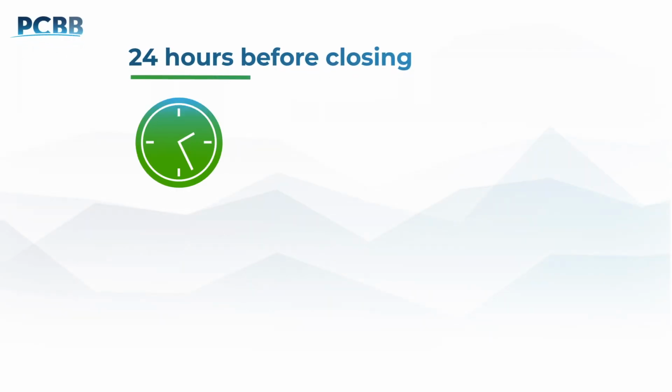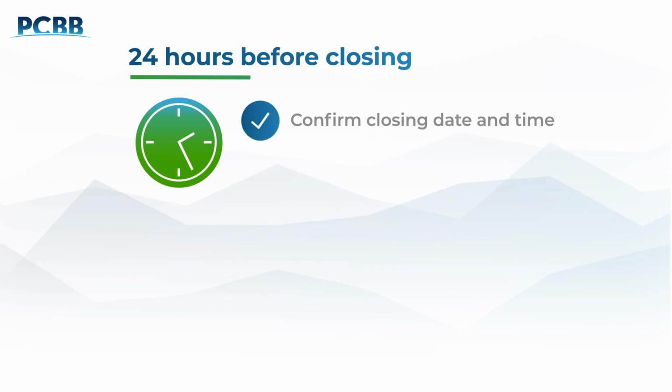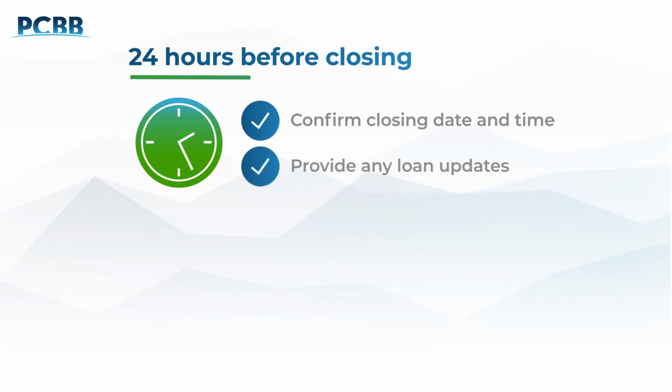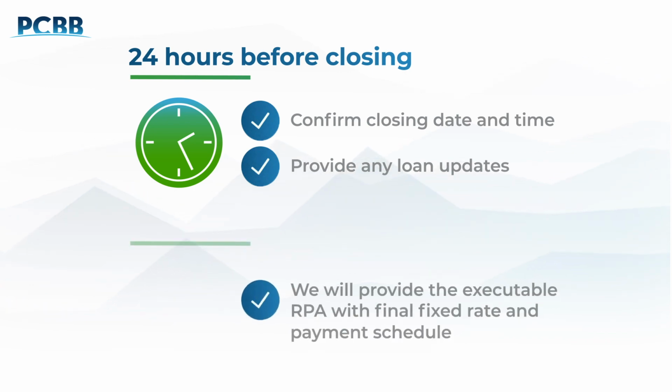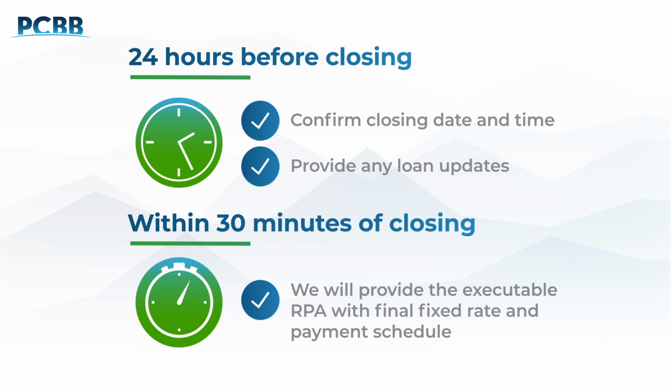24 hours before the closing appointment, you'll need to confirm the date and time with our BLP team. You will also want to provide any updates to the loan prior to closing. Our BLP team will provide you with the executable RPA approximately 15 to 30 minutes before the scheduled closing time. This final RPA will contain the fixed rate based on the swap rate at that time.